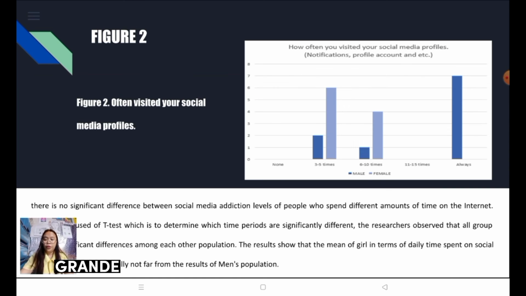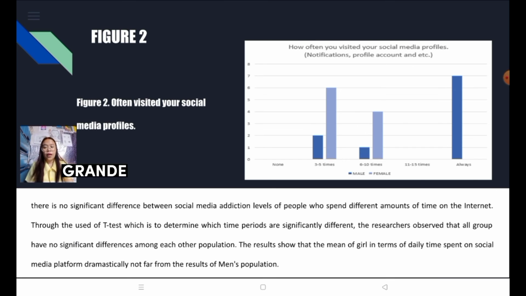Let's go to figure number 2. Here we show how often they visited their social media profile. Among males, 2 persons answered 3 to 5 times, while among women 6 persons answered 3 to 5 times. For 6 to 10 times, 1 male answered and 4 women answered. For always, most of the men answered always; there are 7 men who answered always.